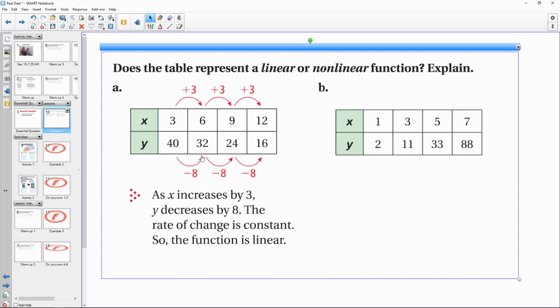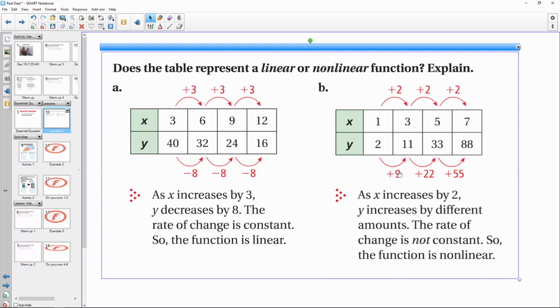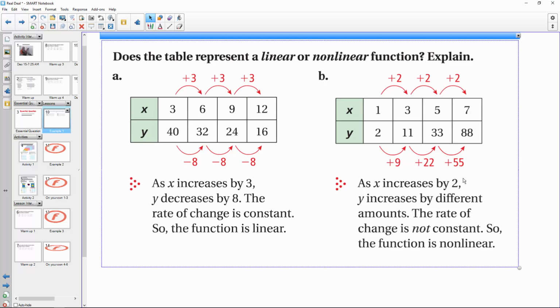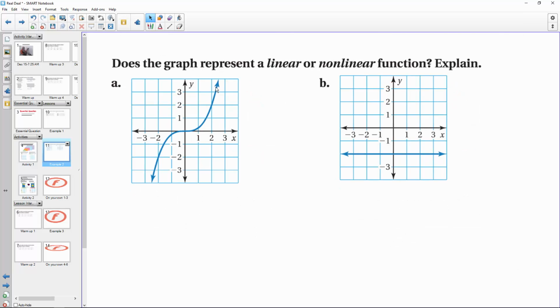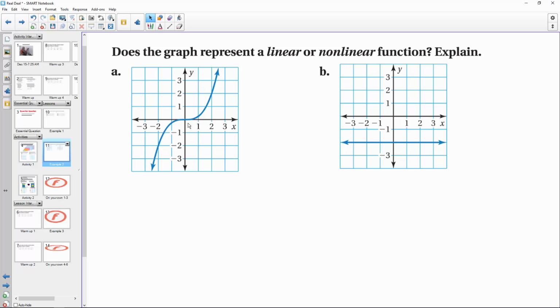And then here are a couple other examples that I want you to think about. Are these linear or nonlinear? When you look at them, this x increases by 8 and the y decreases by 8, I'm sorry, and the x increases by 3. This one does not have a steady pattern, so this is linear and this is nonlinear. If I look at the graphs, this is a linear graph because it forms a straight line. This one is not linear.